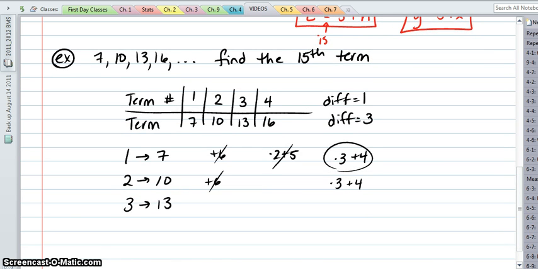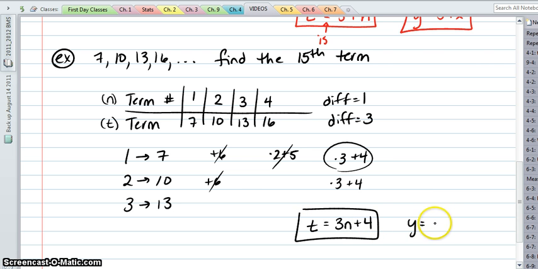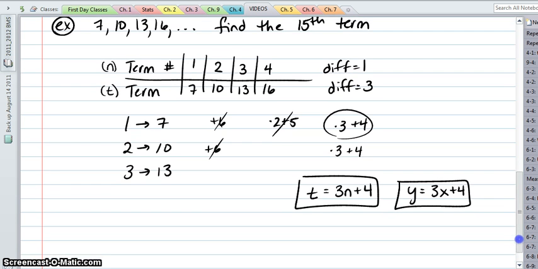Let me go ahead and define my variables. If I'm using n again for term number and t for term, to find the term t, I would need to take the term number, multiply it by 3, and then add 4. If you're using y and x, y equals 3x plus 4. These are all linear equations. We've worked with these before.